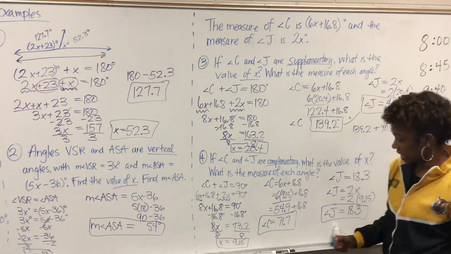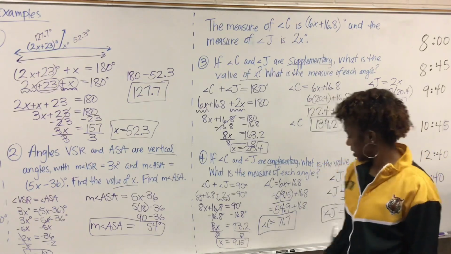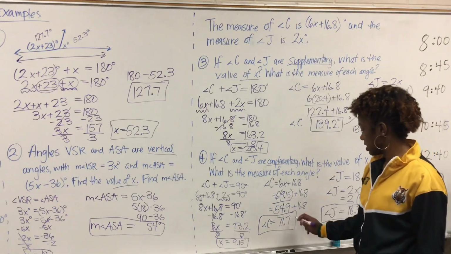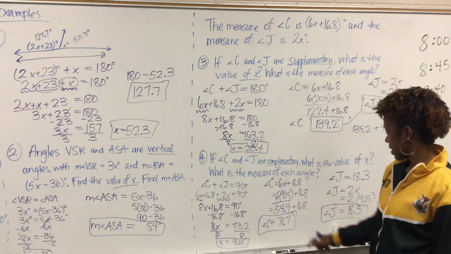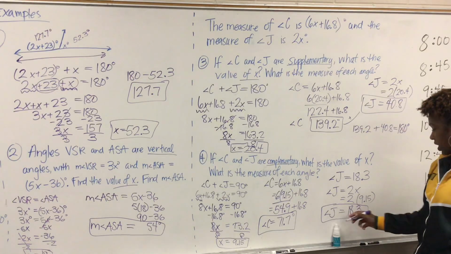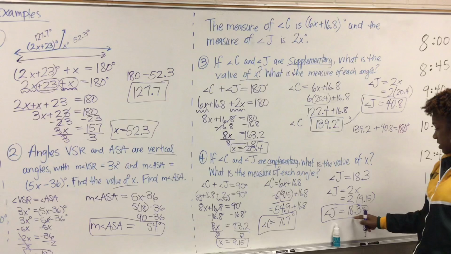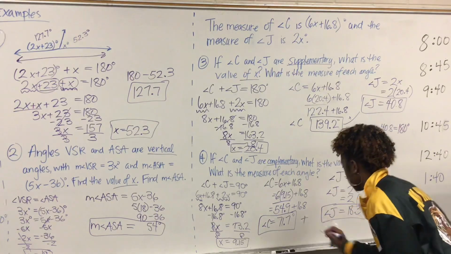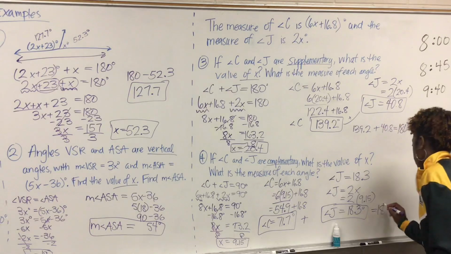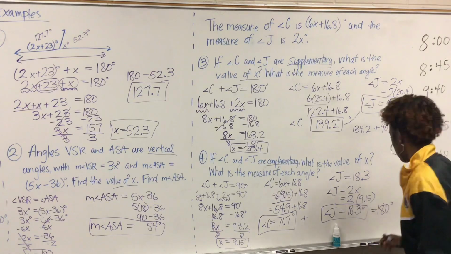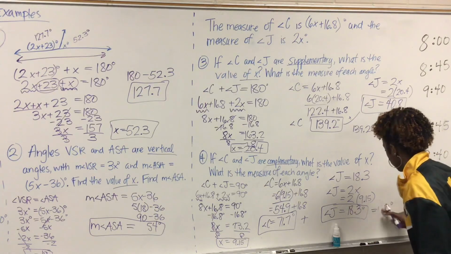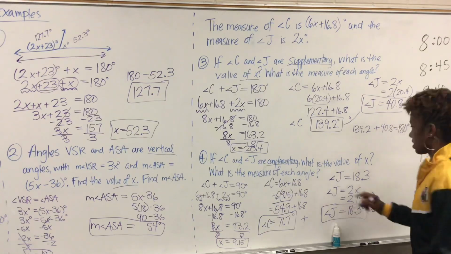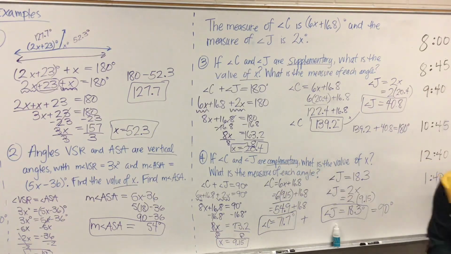So what is the value of x? 9.15. What is the value of angle C? 71.7 degrees. The value of angle J is 18.3. If we add those two together, we get 180 degrees. Oh, no. We get 90 degrees because they are complementary. So we know that our answer is correct.